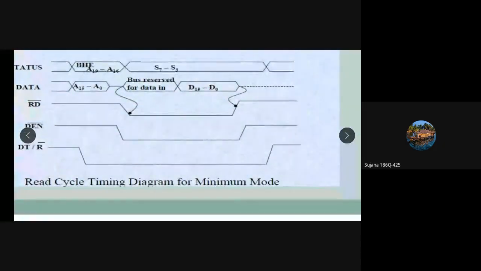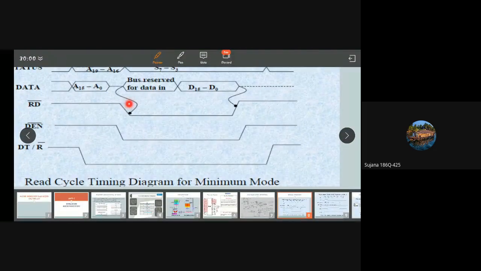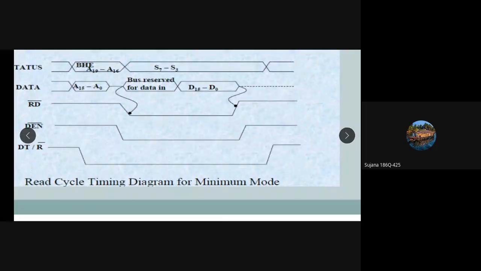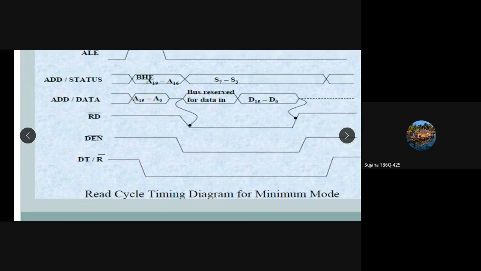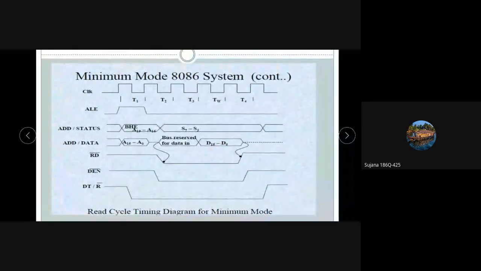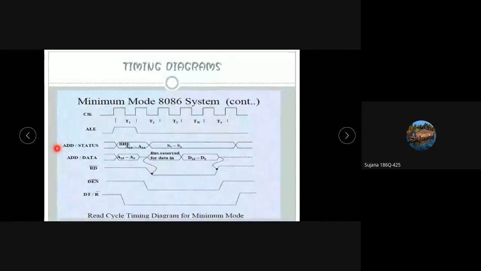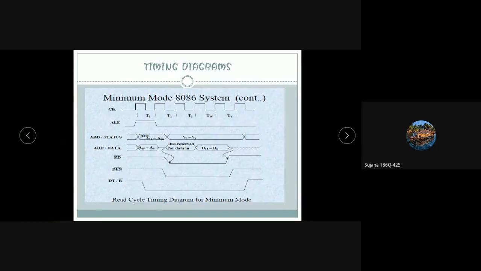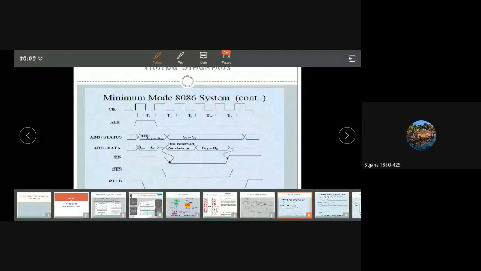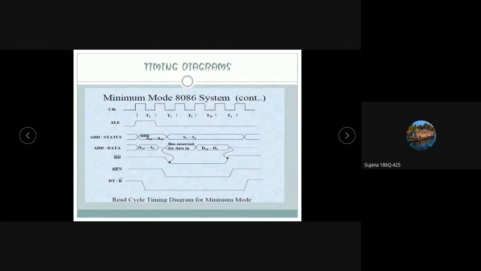And again DEN bar. DEN will follow this read operation, since only when the data is available can the microprocessor read it. That means DEN follows read and read follows DEN. These two signals follow each other. DT/R bar, from the starting, from t1 till the completion of the operation, that is up to t4, will be in the high state. Data receiver will be in the high state. Clear?